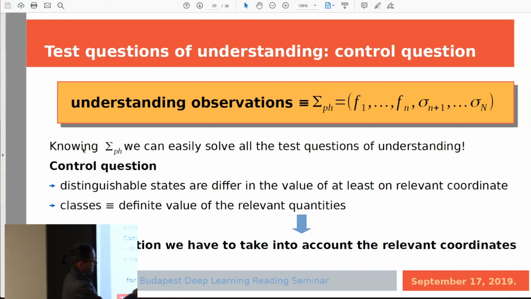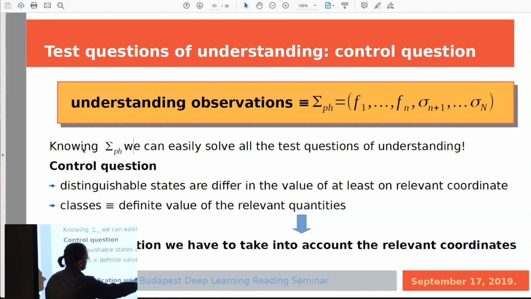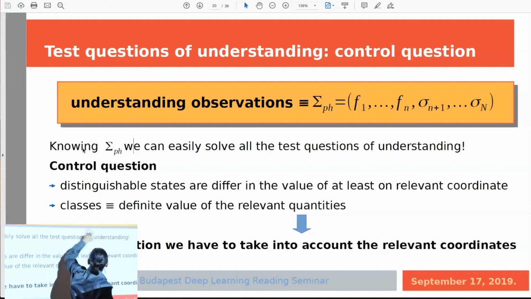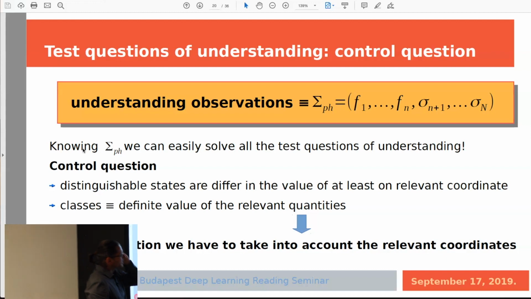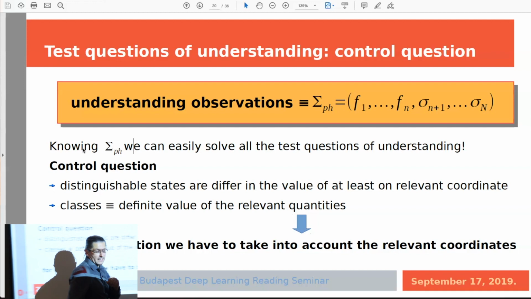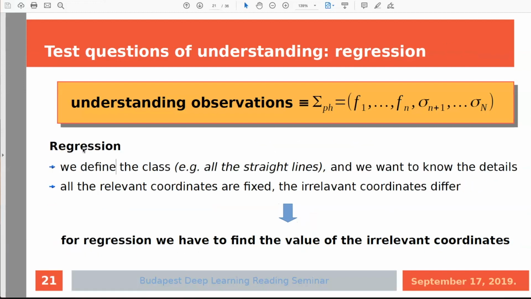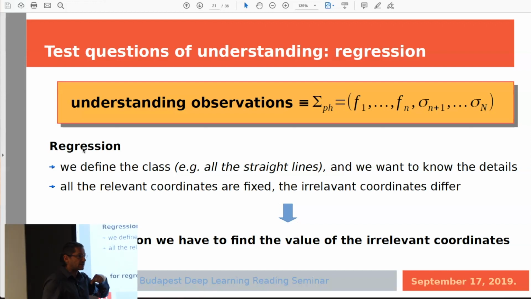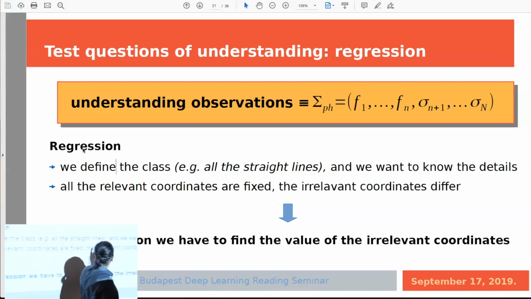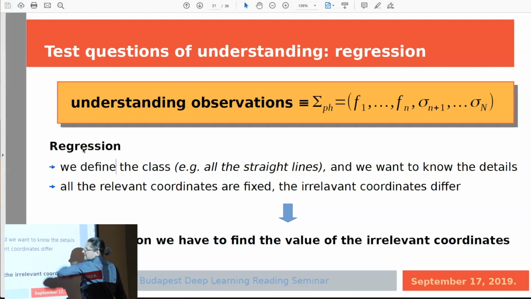So if we have this coordinatization, we have to just concentrate on the first n quantities, and then we can find the classes. Okay, this is for classification. What is regression? Regression is just the other part, because in regression we have already defined the class. So we want to be within one definite class, for example the class of all straight lines, and we just want to know the details of this class. So it is the reverse question, since the relevant coordinates are fixed by the question, and we just want to know the irrelevant coordinates.